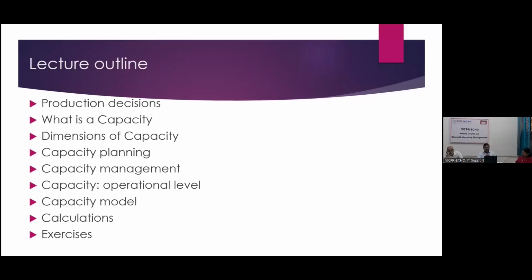This is my lecture outline. First, I'll talk about production decisions. Then what is capacity, then dimensions of capacity, then capacity planning, then capacity management, then the operational level of capacity, then the capacity model. Then I'll describe certain calculations, and we will do 2 exercises today to learn about capacity management.